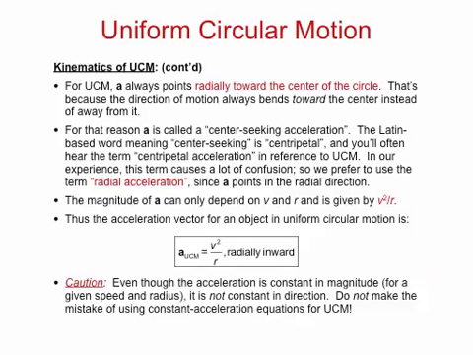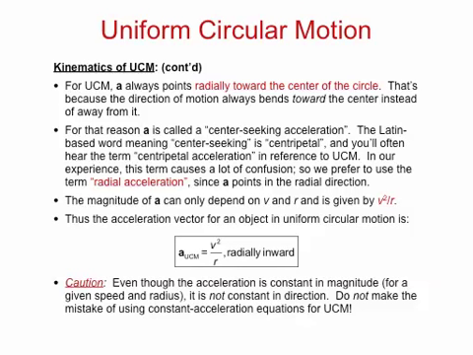The magnitude of the acceleration can only depend on the speed and radius, and it turns out to be v squared over r. I will derive this expression for you at the very end of the mini lesson, but I don't want to take the time to do that now. Putting everything together, we see that the acceleration vector for an object in uniform circular motion is a equals v squared over r, pointing radially inward.